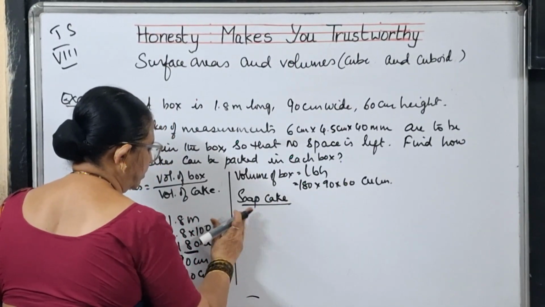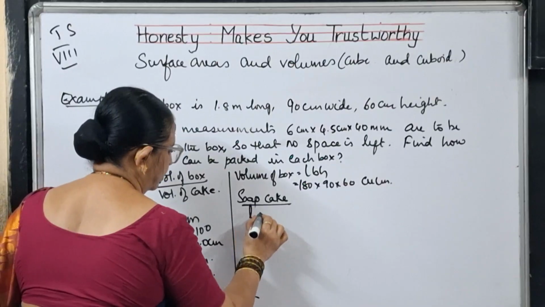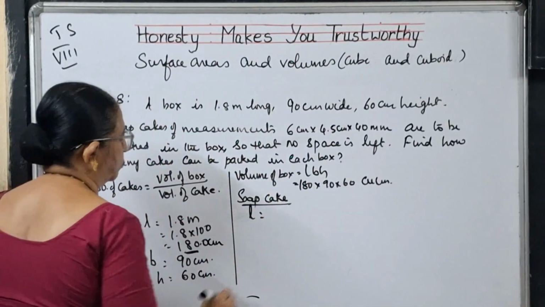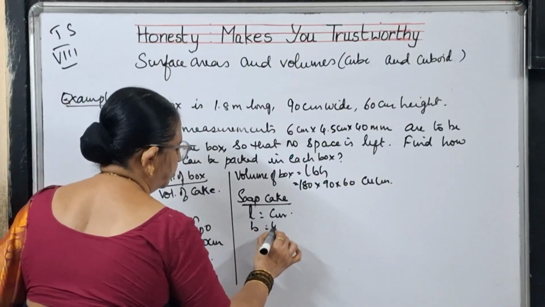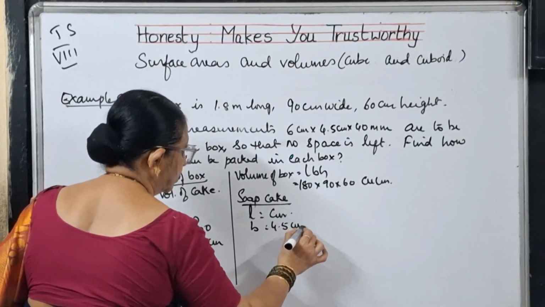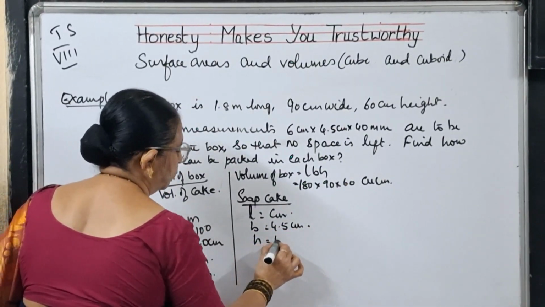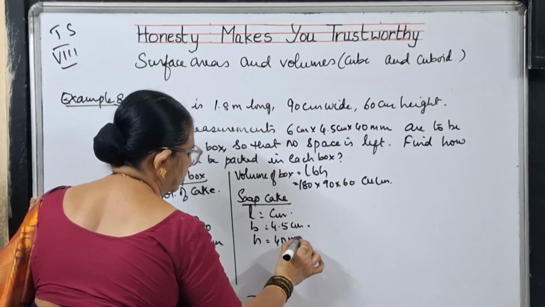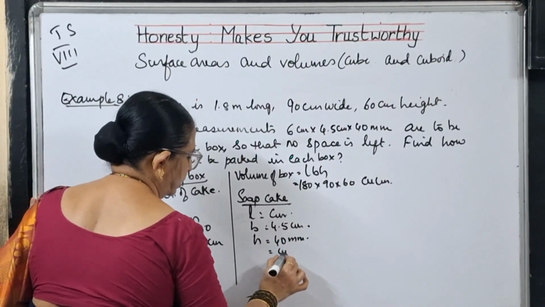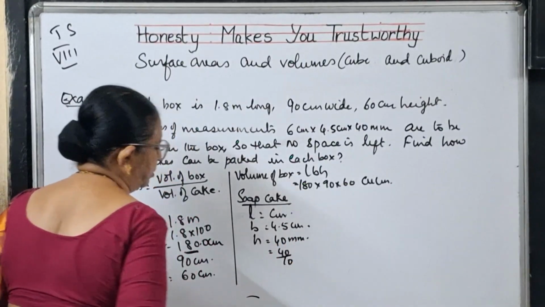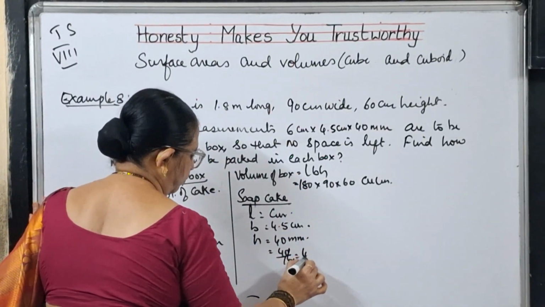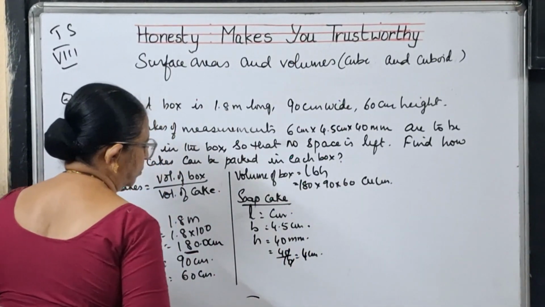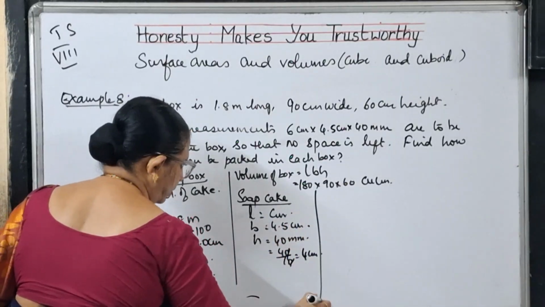So first of all, let us see what is the length. Length of the soap cake is 6 centimeters. Breadth is 4.5 centimeters. Height is 40 millimeters. That means 40 divided by 10, because 10 millimeters will make 1 centimeter, so 4 centimeters. So, what is the volume?